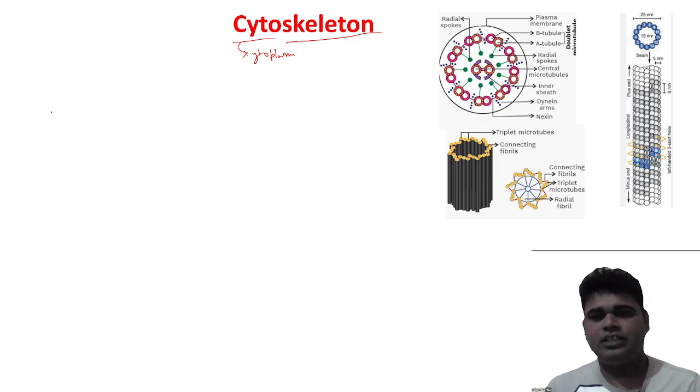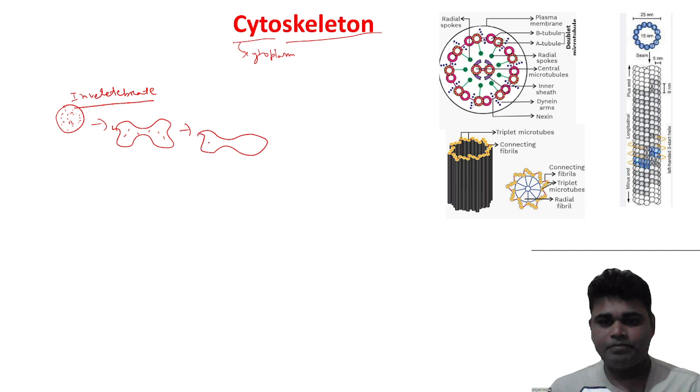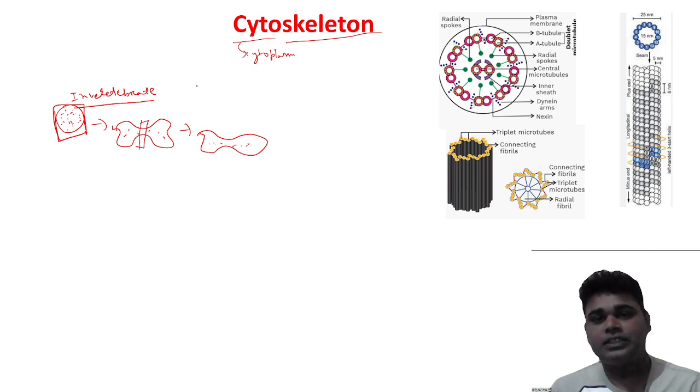So first of all, just imagine an invertebrate animal. In the invertebrate animal, that means it doesn't have any vertebral column. Without a vertebral column, the animal should be just like a balloon filled with water, so it should shrink like this or like this. But it doesn't, it lives like this. So why? Because of the presence of the cytoskeleton.